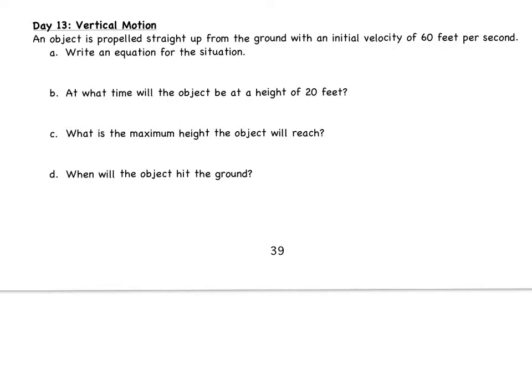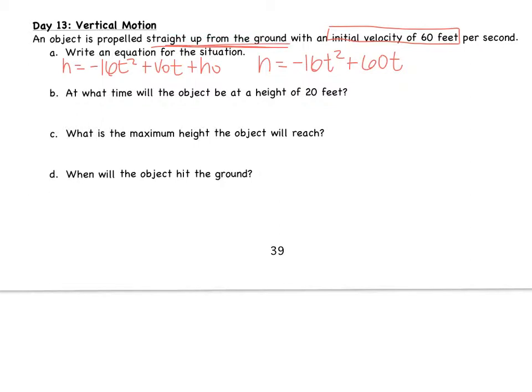It says an object is propelled straight up from the ground with an initial velocity of 60 feet per second. So first of all, write an equation for the situation. So remember that your equation is going to be h equals negative 16t squared plus v0t plus h of 0. So in this case, I have negative 16t squared plus my initial velocity is 60 feet per second, so that's plus 60t. And then we are told that the object is propelled straight up from the ground, which means that we have an initial height of 0. So you can write plus 0, or you can just leave your answer like this.